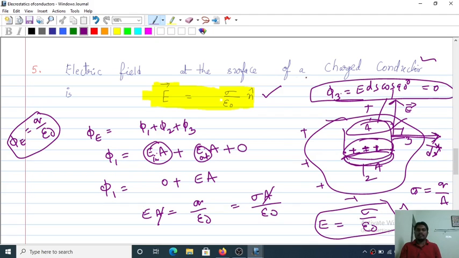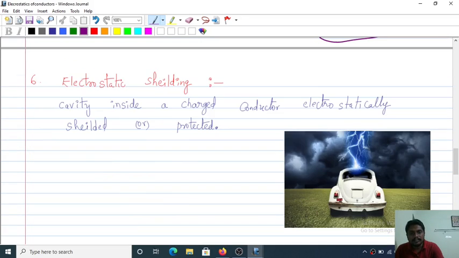So what will be the electric field at the surface of the charged conductor? It is sigma by epsilon naught into n cap. Only this first area contributes to the electric field; the electric field due to the second and third will be 0, and that is equal to sigma by epsilon naught. And the last property is electrostatic shielding.